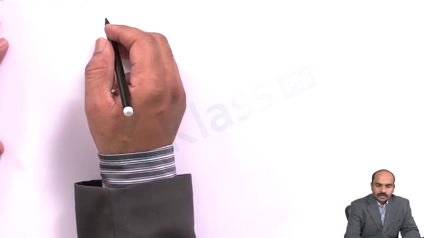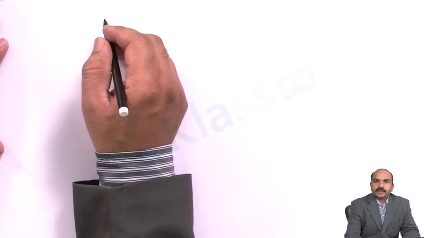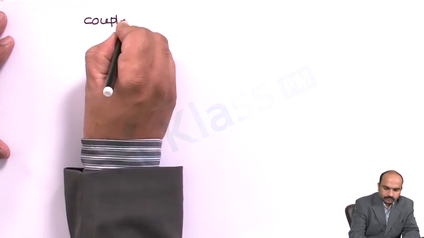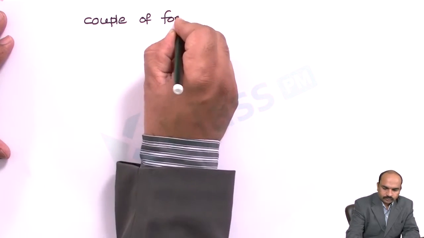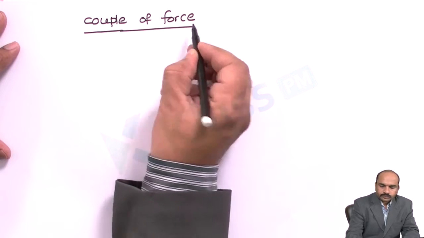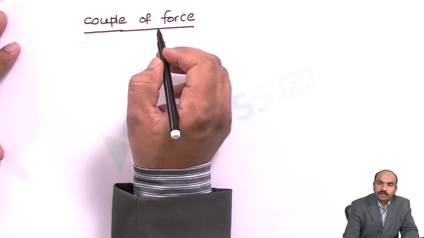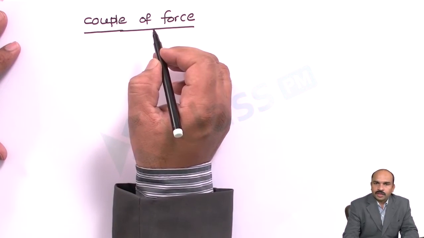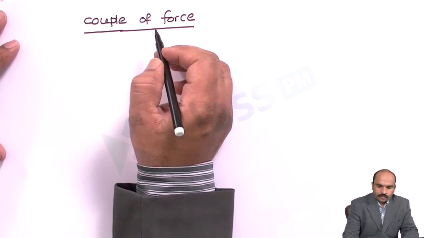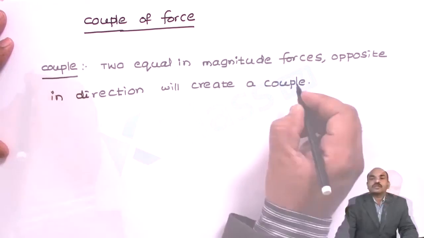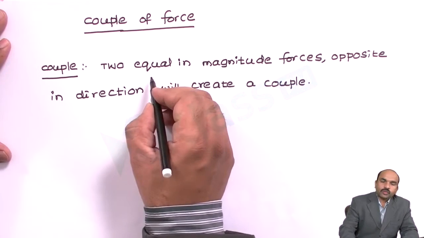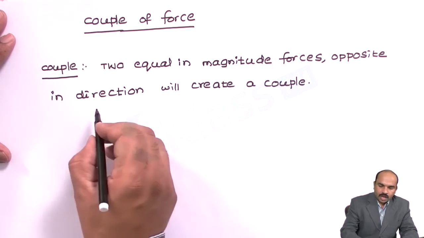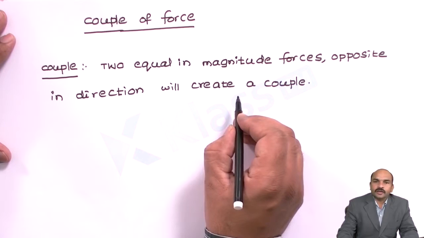So now we are going to discuss the topic called couple of force. We know couple, in the sense, whenever two equal and opposite forces act on any body, it will create a couple. So first let us define couple. This is the definition of the couple. Two forces, equal in magnitude but opposite in direction, will create a couple.